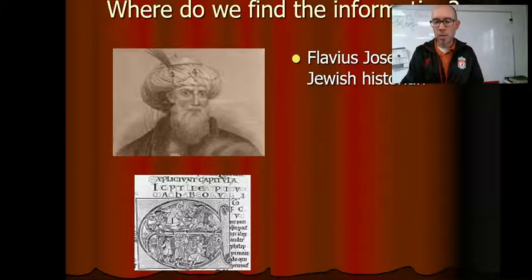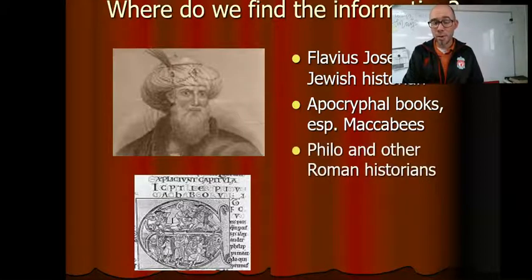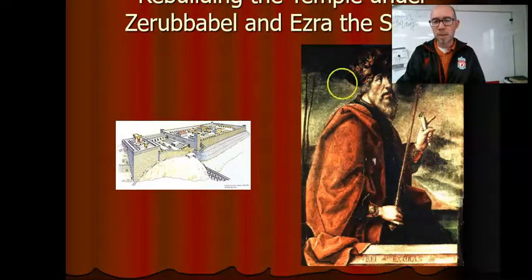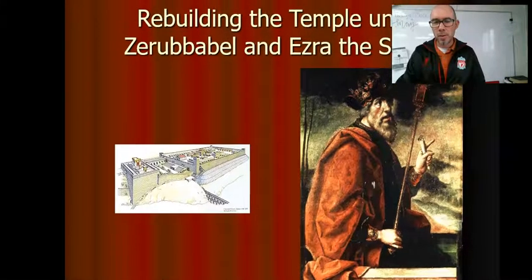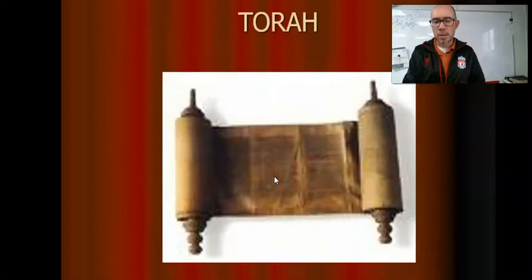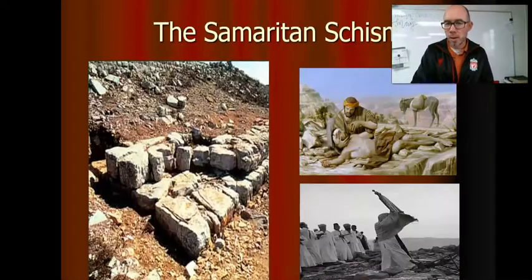Who else do we got here? We've got the Maccabees, which was a family of Jews between the Greek and the Roman eras. Philo and other Roman historians writing about that period. We also get things about the rebuilding of the temple under Zerubbabel and Ezra the scribe. We got some stuff about the Torah and how it was almost turned into book worship.